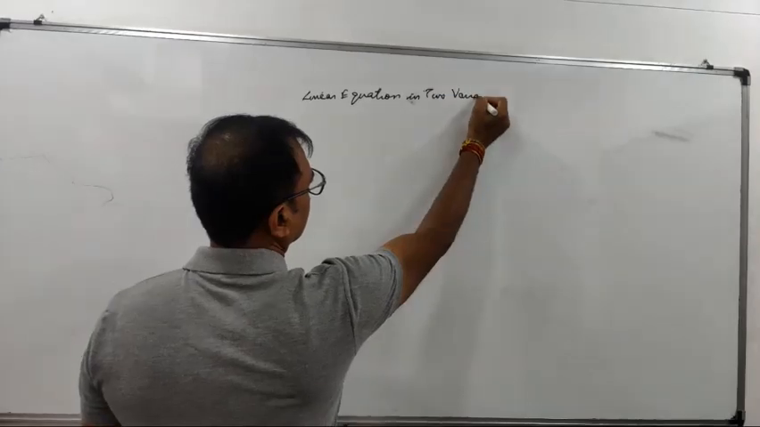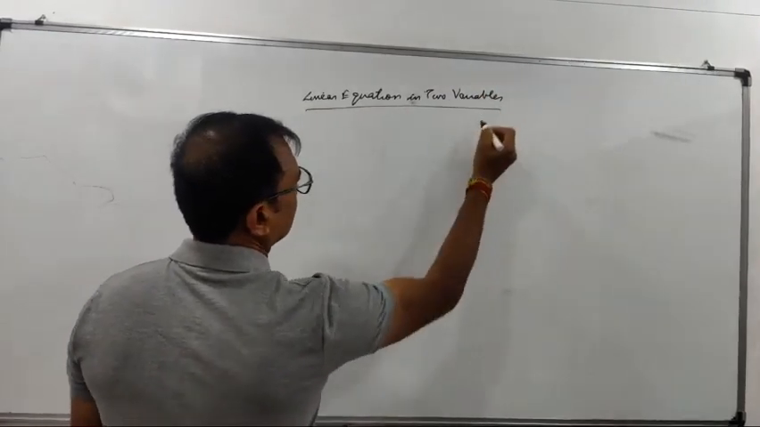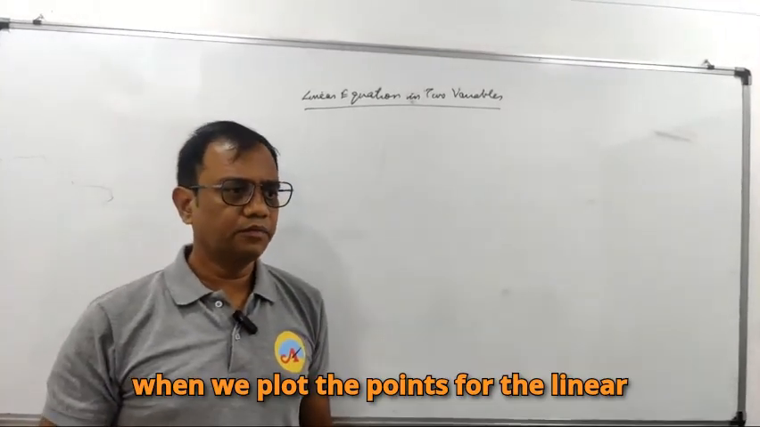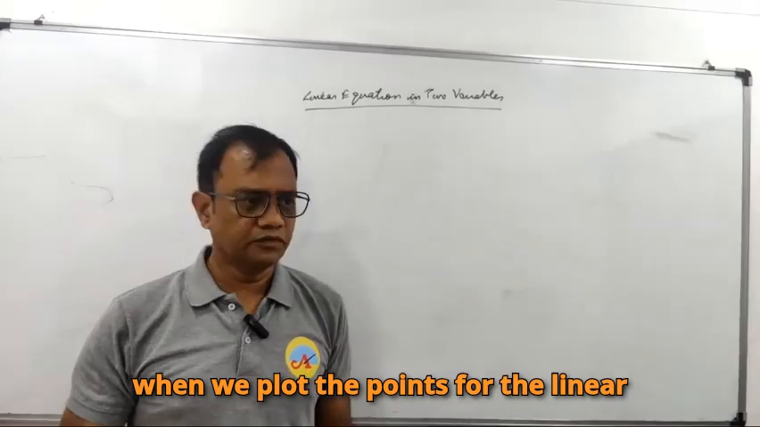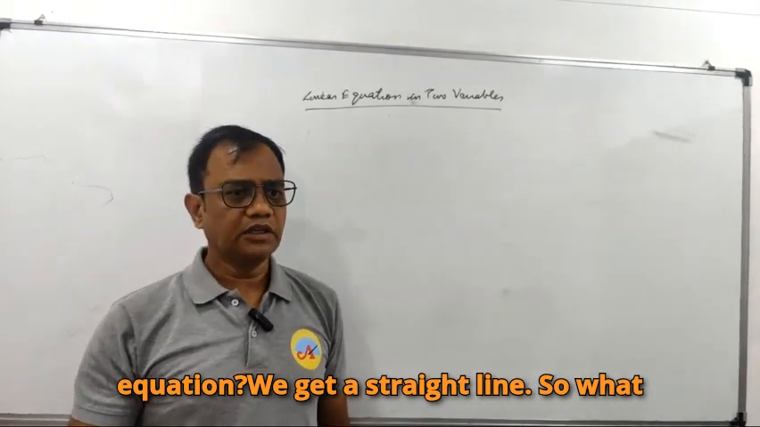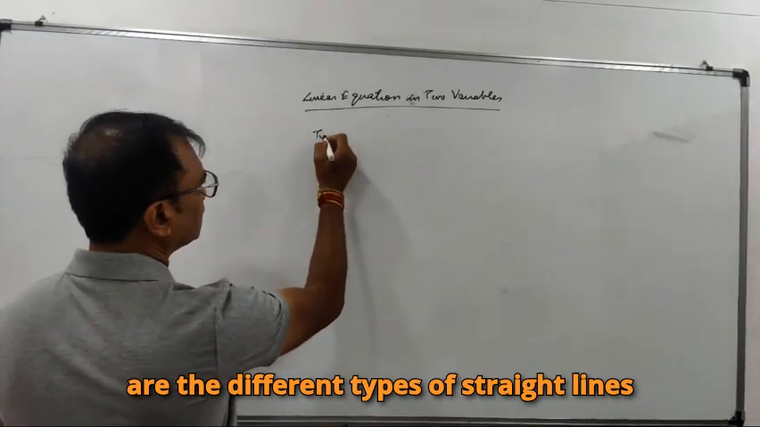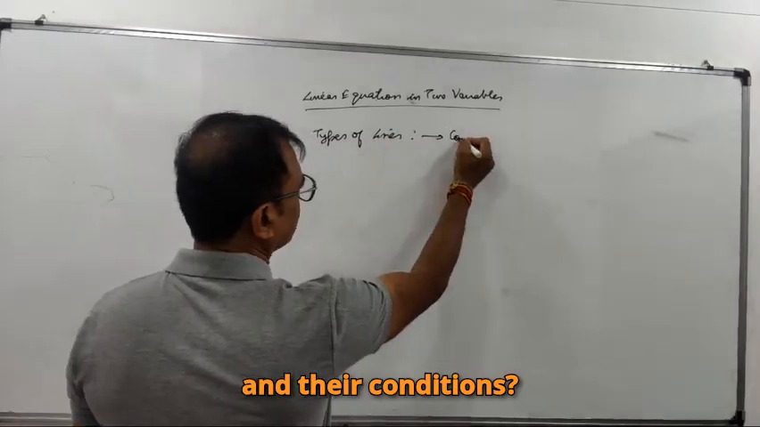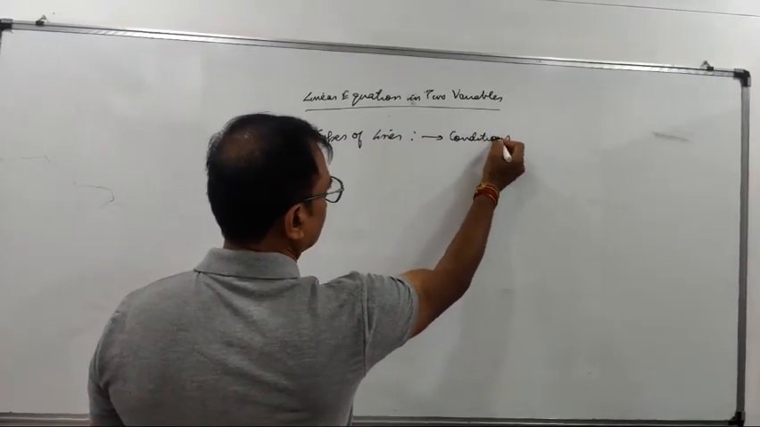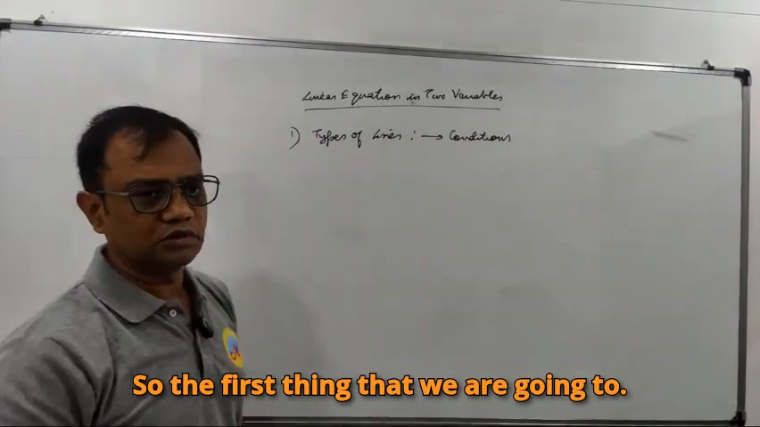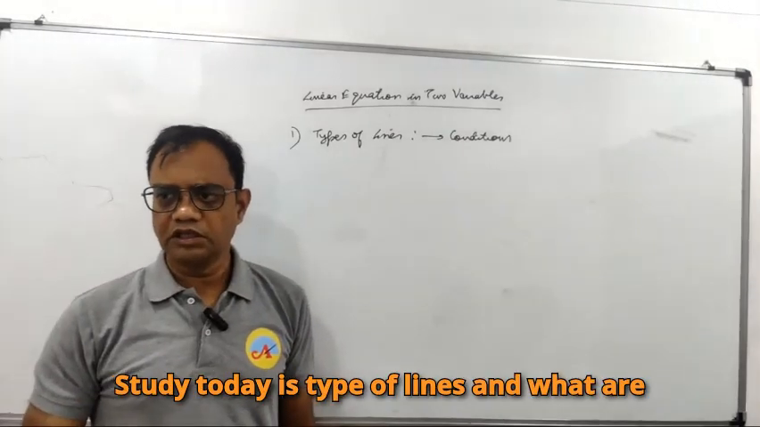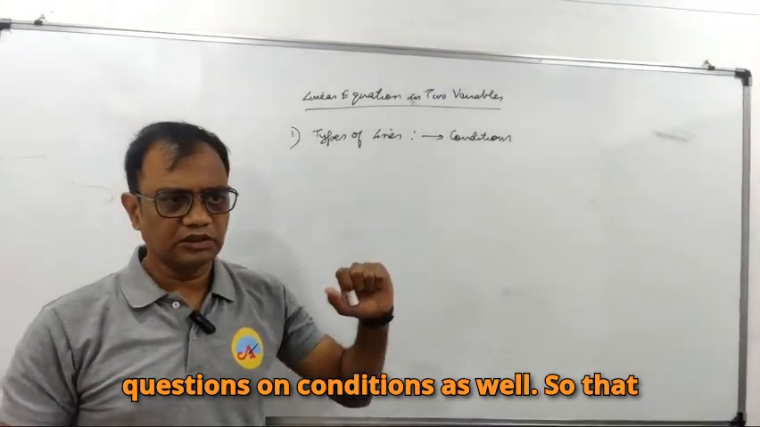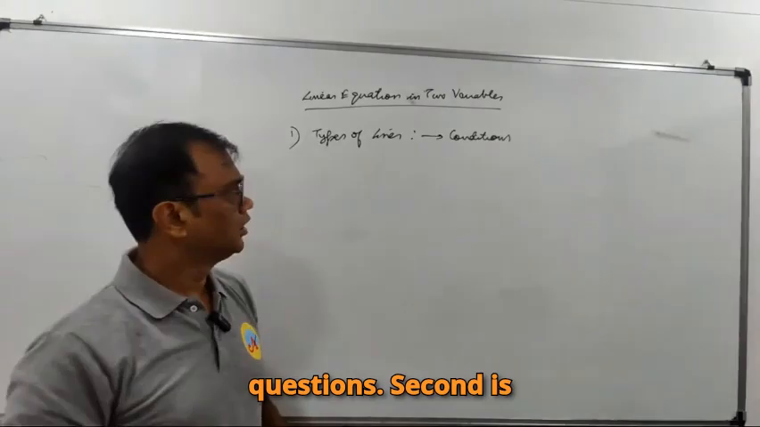And then, what kind of graph do we get when we plot the points for the linear equation? We get a straight line. So, what are the different types of straight lines and their conditions? So, the first thing that we are going to study today is type of lines and what are the conditions required. So, there can be questions on conditions as well. So, that is what we are also going to do, the questions.